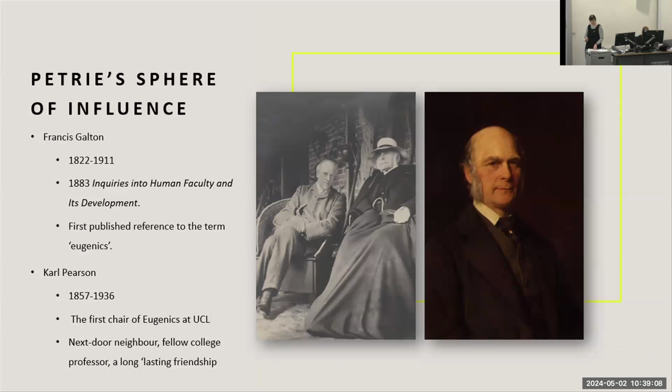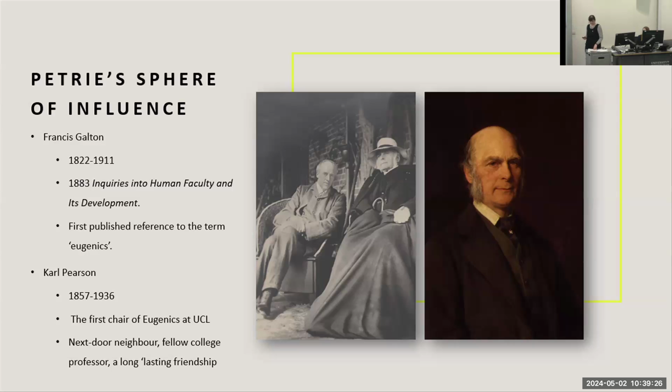One of the pivotal revelations I've made so far is the extent of Petrie's association with the eugenics movement and prominent eugenicists Francis Galton and Karl Pearson. So it's a nice little picture of them together there. That's Francis Galton and Pearson's on the other side.